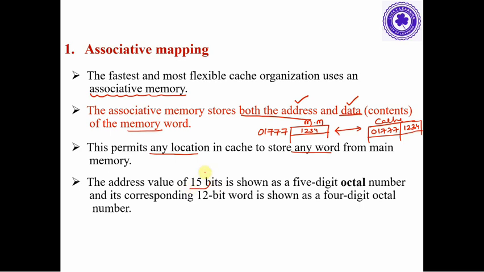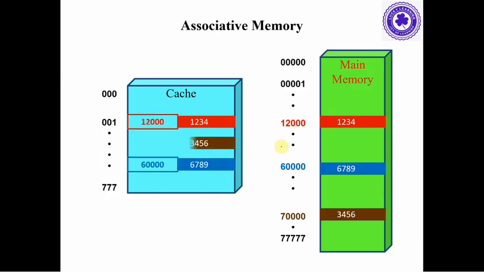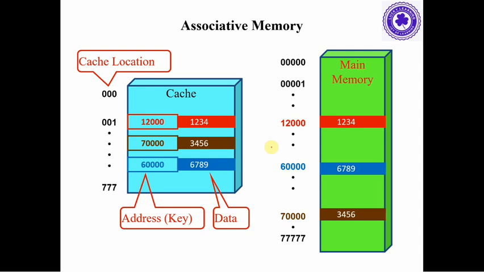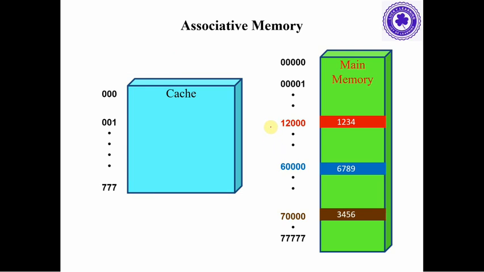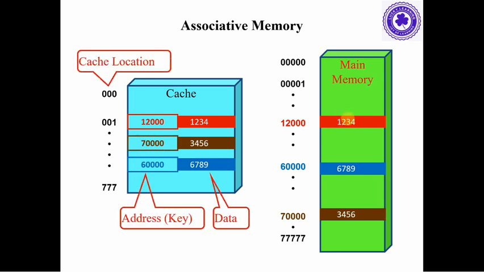So the address will have 15 bits, and this 15-bit address is shown as a 5-digit octal number, and its corresponding 12-bit word we are showing as a 4-digit octal number. Now here you look at, suppose this memory word 1234 is to be stored from main memory to cache. How is it to be stored? In the cache it will store the address as well as the data. See, address 12000 and data 1234.